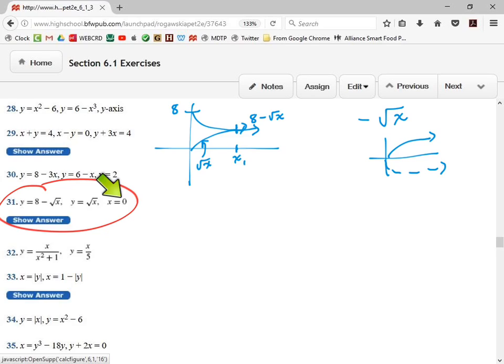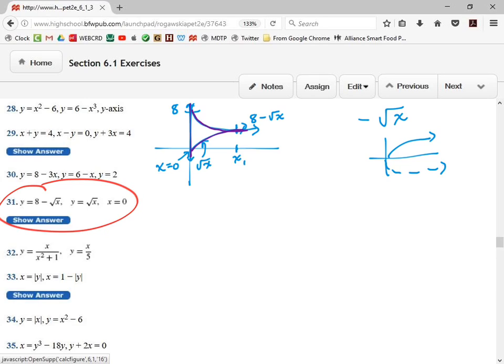What is x equals 0? Oh yeah, that's the y-axis. Okay, this is x equals 0. Thank you, smart guy. What is x equals a line? Yeah, thanks.